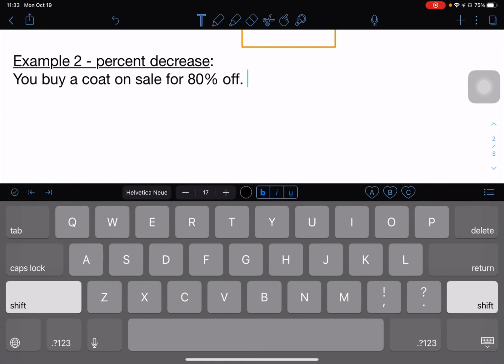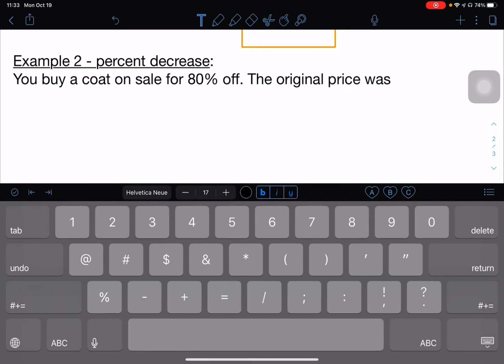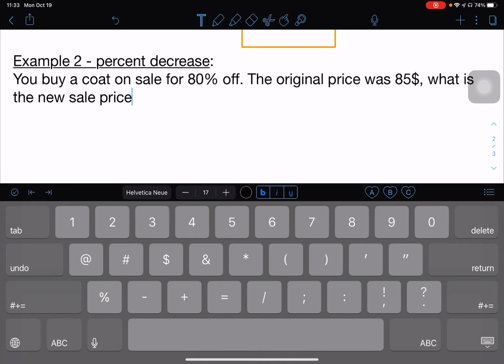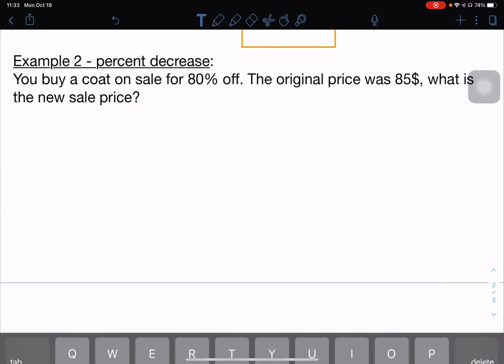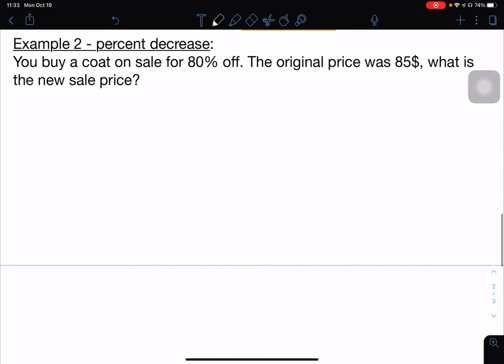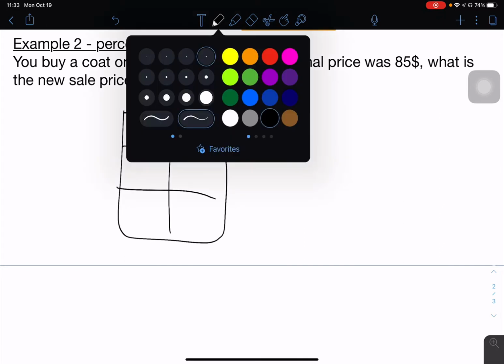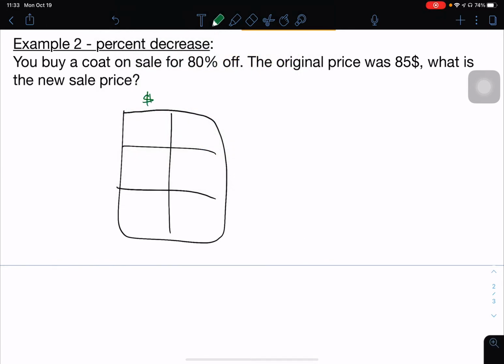And then you go, original price was $85. What is the new sale price? So again, you do the same thing. Draw your box, 2 columns, 3 rows, dollar on one side, percentage on the other, and then again, help yourself by writing old, change, plus or minus, and then new.